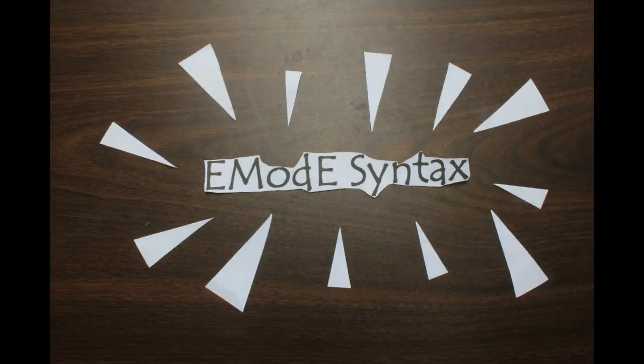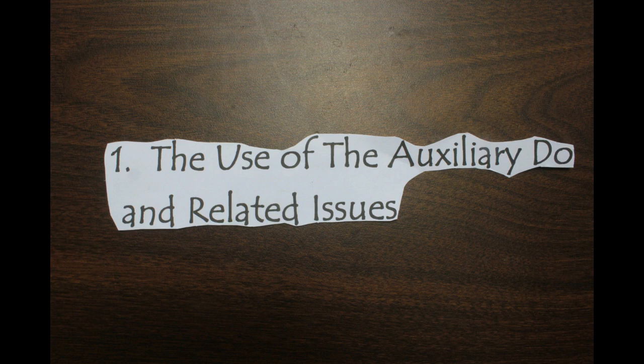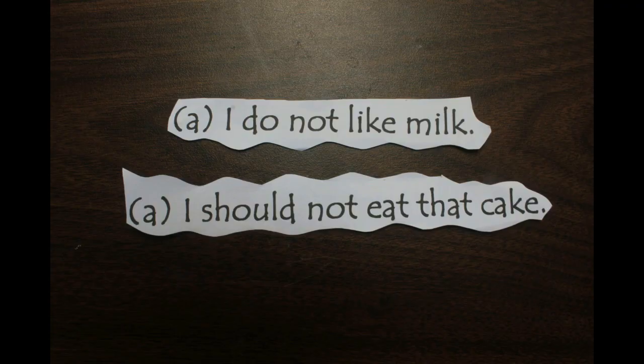Early modern English syntax. The use of the auxiliary do and related issues. Here is the example. I do not like milk and I should not eat that cake. In the first sentence, do is used to express negation. It is a dummy auxiliary because it doesn't add anything to the meaning of the sentence. It has to be there because main verbs such as like cannot be negated directly. So you cannot say I like not milk, as shown by the second sentence.